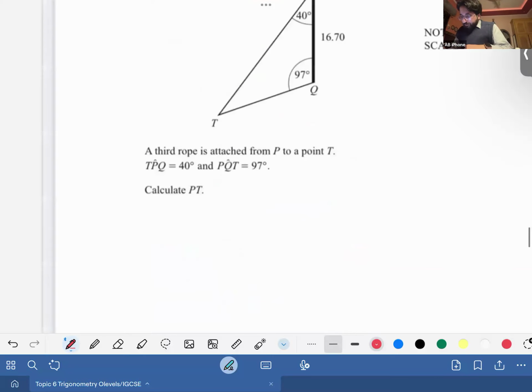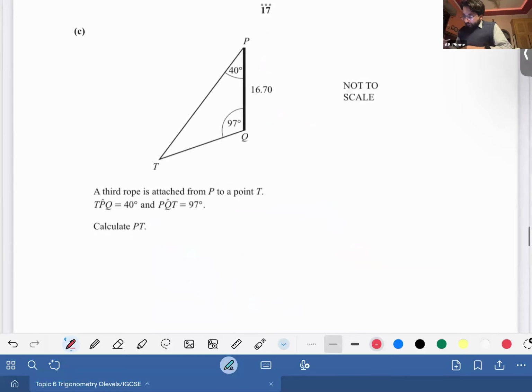Let's go, proceeding. Now, in this question, you can see that a third rope is attached to point P. We are requested to calculate PT. So first of all, you can see that I can find angle PTQ, which should be equal to 180 minus 97 minus 40.